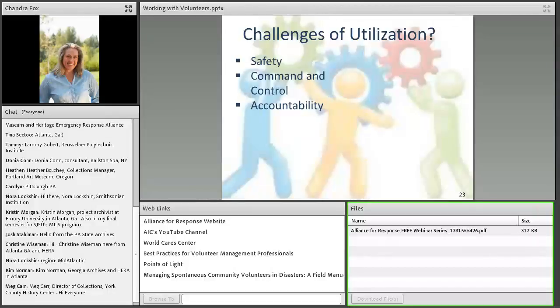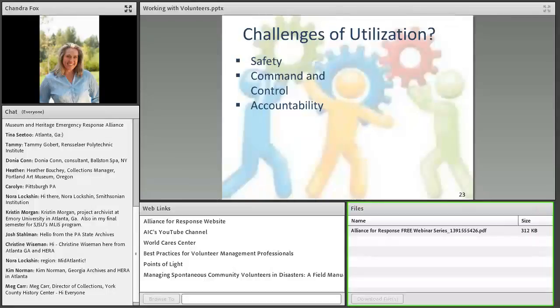I title this presentation, why do they always show up in flip-flops? They show up in flip-flops because they're simply unfamiliar. They're uninformed. They're unfamiliar with the risks in a disaster environment. So it doesn't occur to them that, oh gosh, maybe I would want closed-toed shoes. Might be a good idea. They don't have the relevant experience to know what makes sense here.